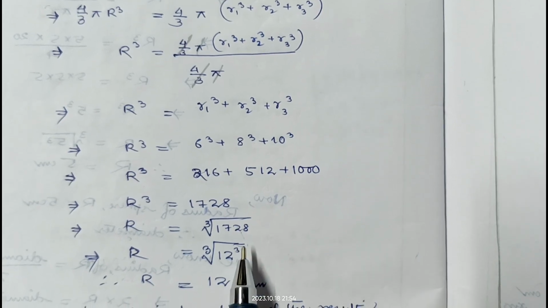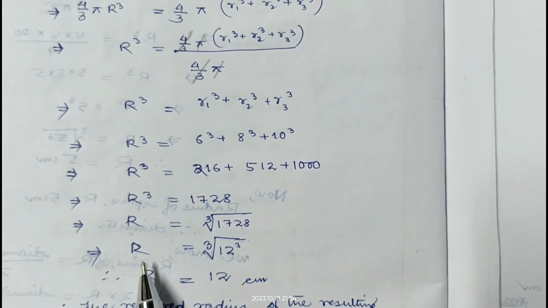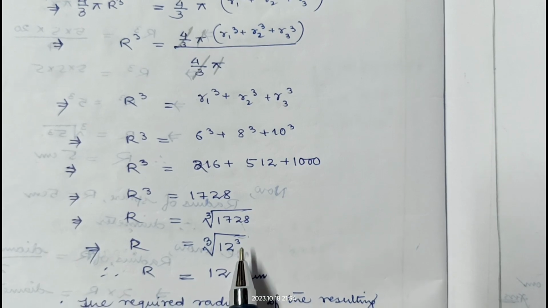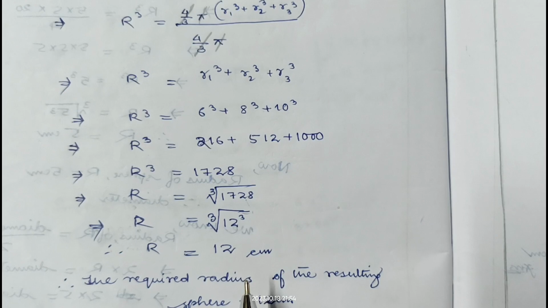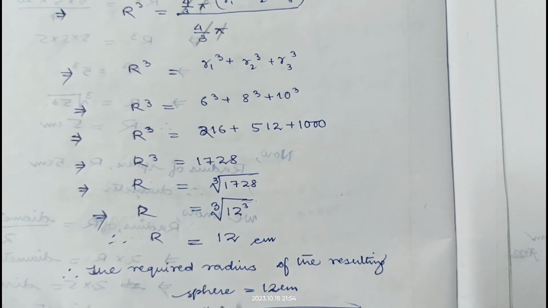Now 1728 is the cube of 12. So we can write R is cube root of 12 cube. These 3 and 3 cancel. So we are going to get R equal to 12 centimeter. Therefore the required radius of the resulting new sphere is 12 centimeter.